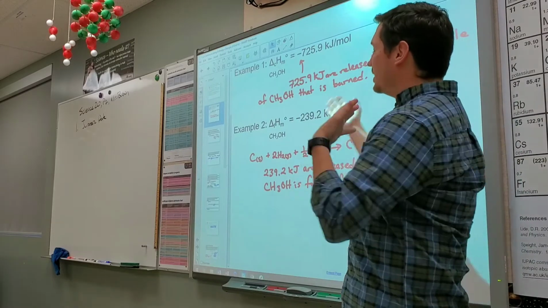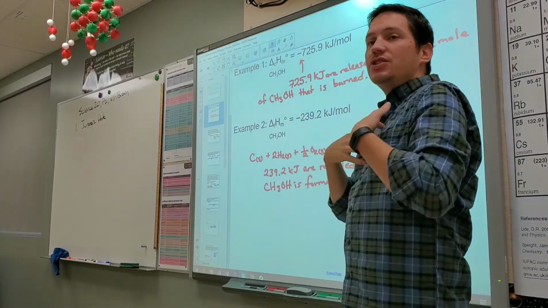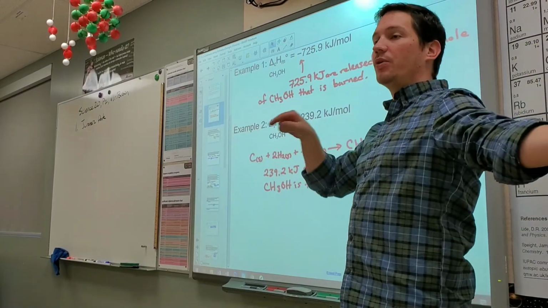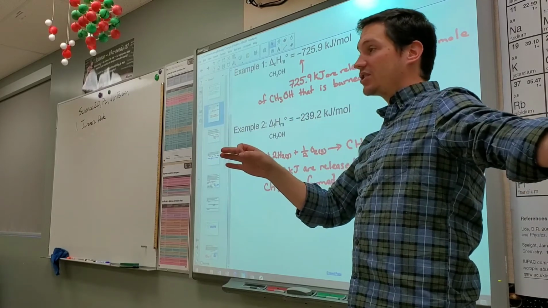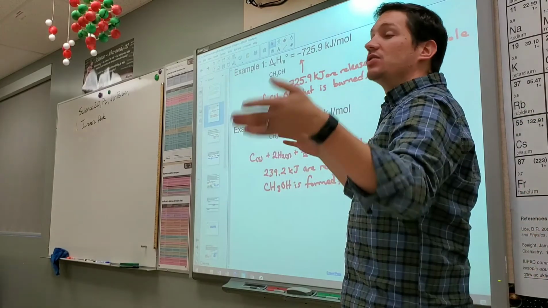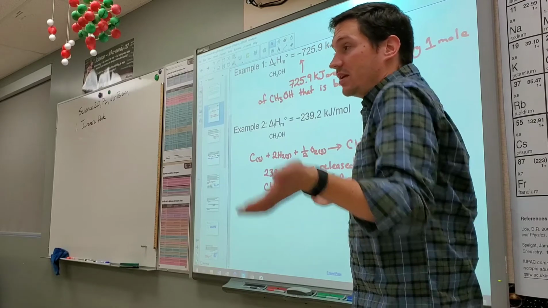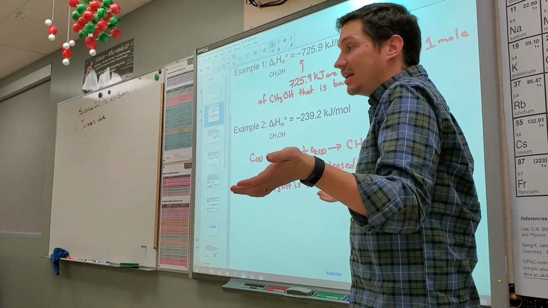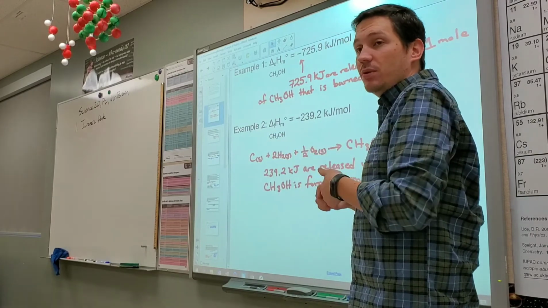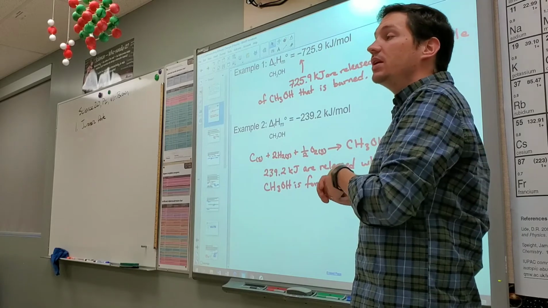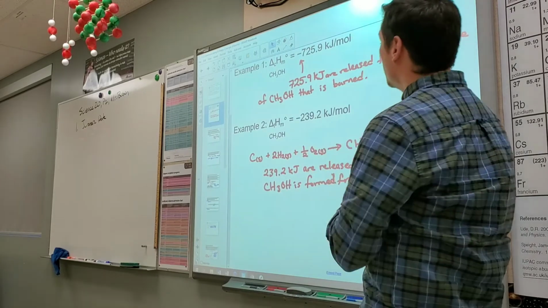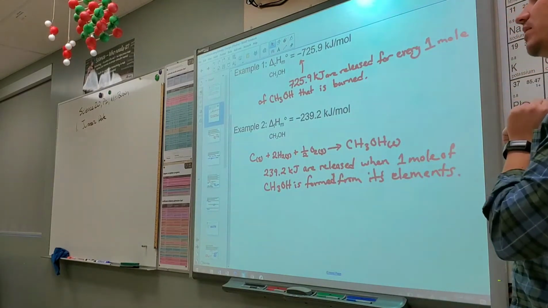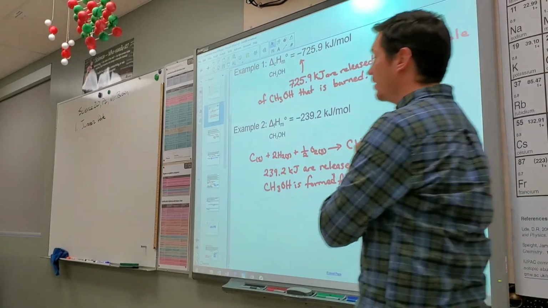Is this fairly straightforward? I can just list off the molar enthalpy of a specific reaction. And then as long as you know the number of moles of something reacting, you know how much energy will be given off, just because you're using unit analysis. Is this relatively straightforward? Yep, okay, all right.